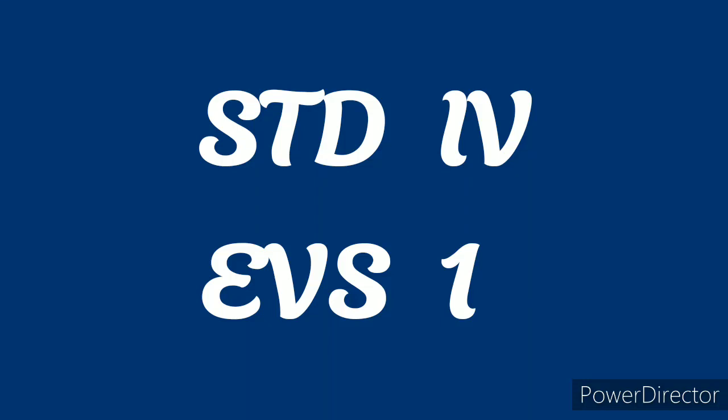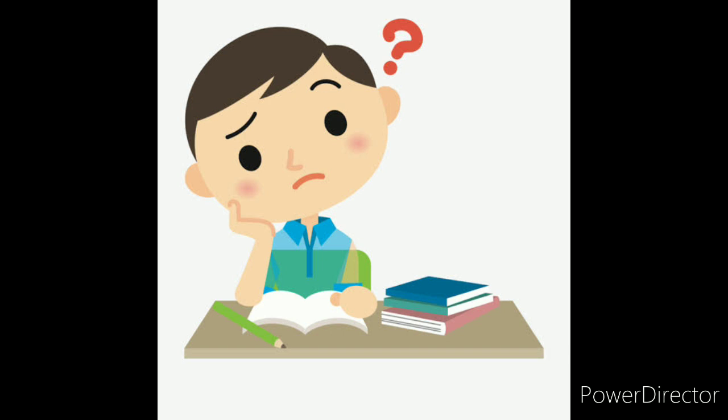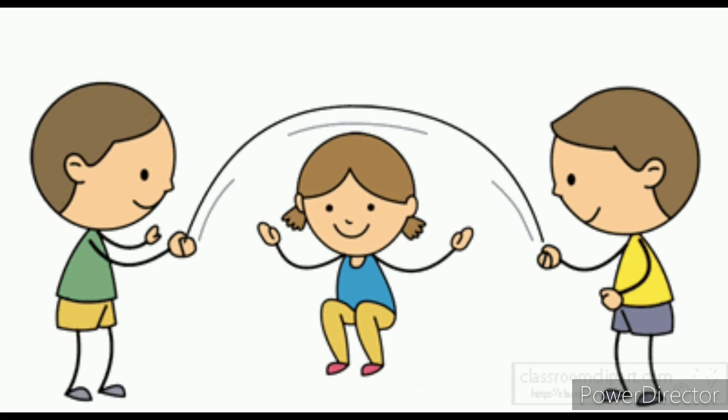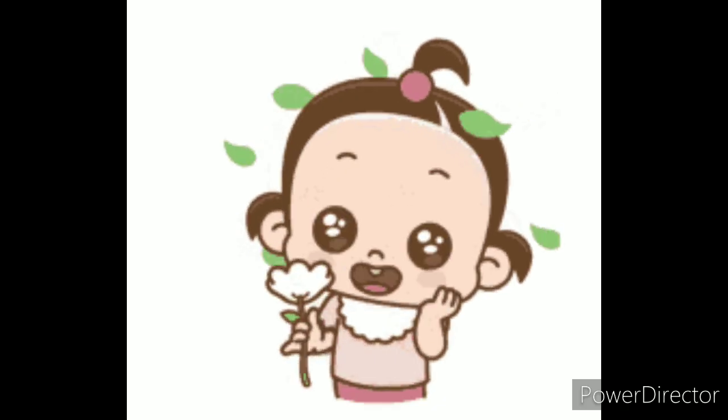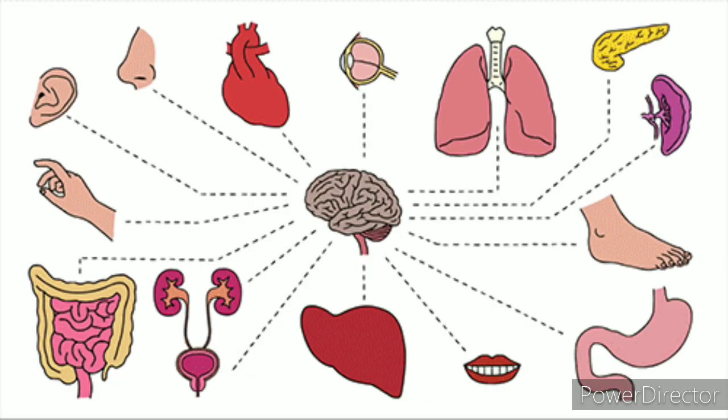Hello children, we are back again with another lesson in EVS 1, a look inside the body. Children, have you ever thought about how we walk, jump, smell, breathe, or even feel? All these are possible because of certain organs. Now let us see what is an organ.